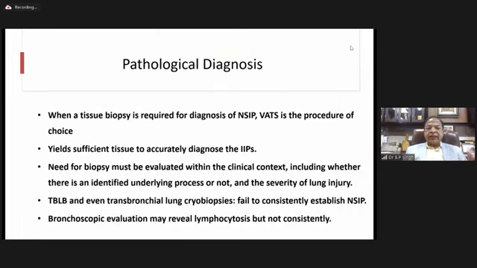When tissue biopsy is required for the diagnosis of NSIP, VATS is the procedure of choice. However, TBLB, even cryolung biopsy, may not give you the full diagnosis in all of the patients. So VATS is probably the procedure of choice for taking the tissue biopsy in patients with NSIP. Although you can do TBLB and bronchoalveolar lavage in the patient just to rule out other diseases.